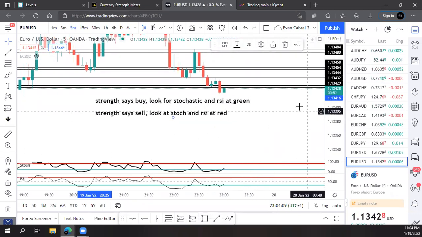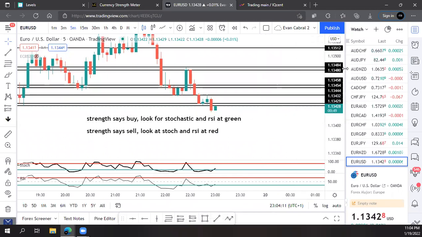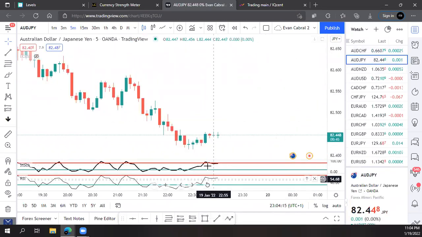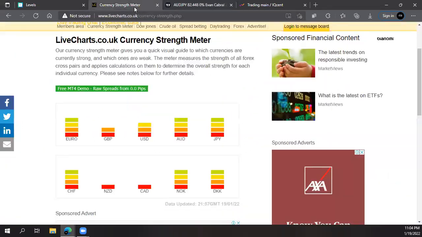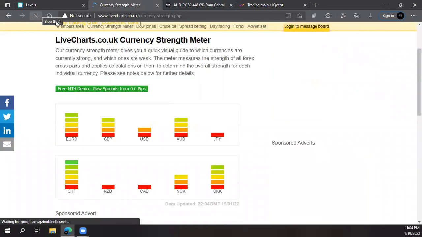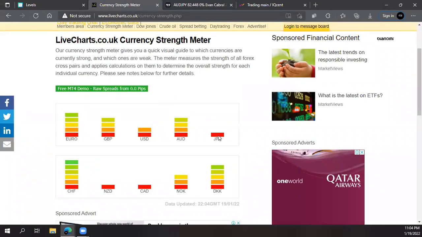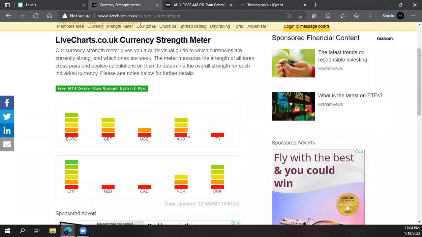So while I'm going through my currency pairs, if I go to AUD JPY like this now, I see that stochastic is at the red. Let me go and check the currency strength for AUD JPY. That is what I just do, right? You see, AUD is stronger, JPY is weaker. So we are supposed to be buying AUD JPY.